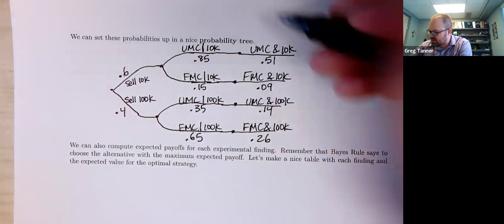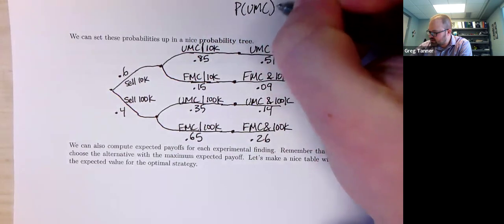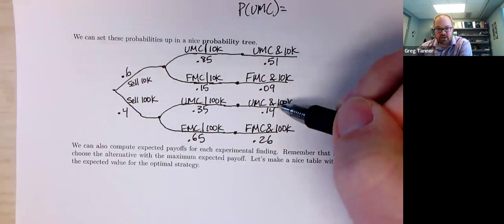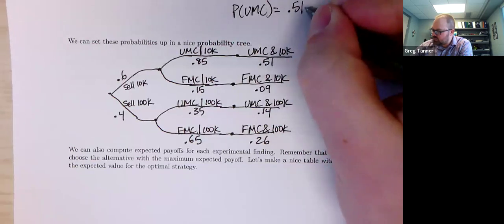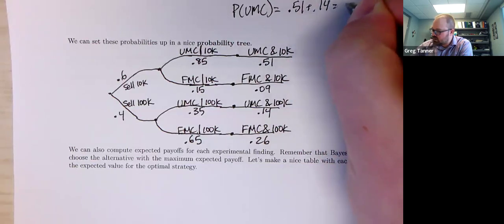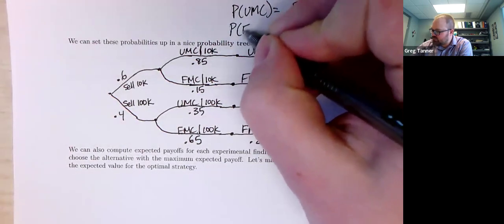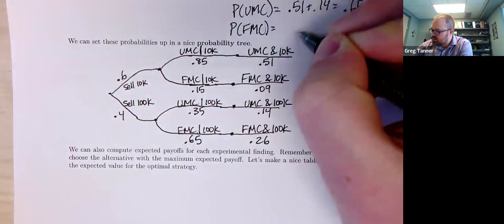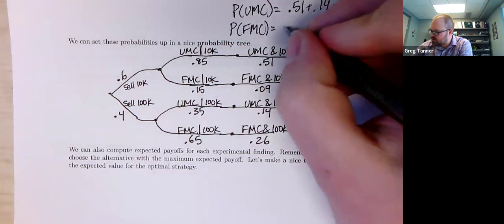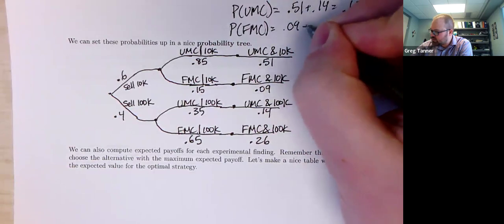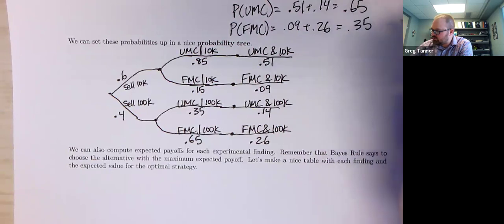And then off to the side, you'd need to do P of UMC equals, you find the two that have UMC, and that'd be the 0.51 plus the 0.14, and that gives you 0.65. And then P of FMC, you'll find the two joints that have FMC, so that'd be 0.09 plus 0.26, and that's going to give you 0.35.